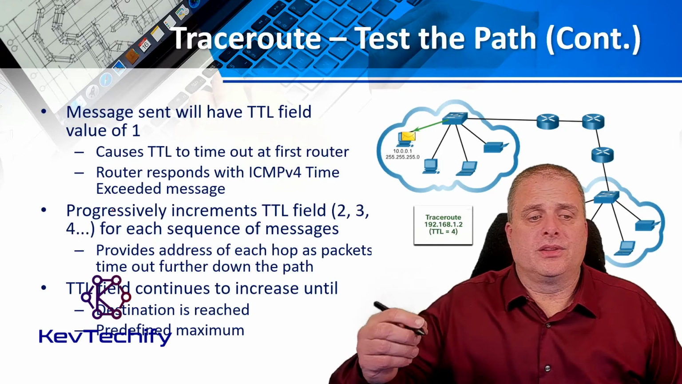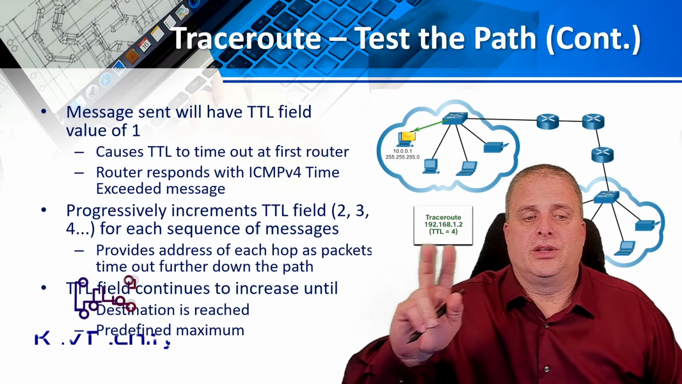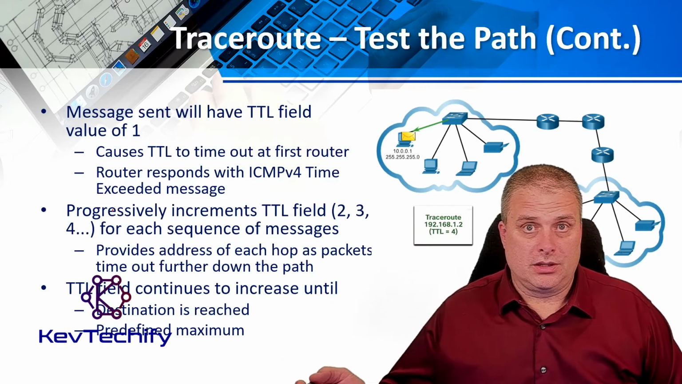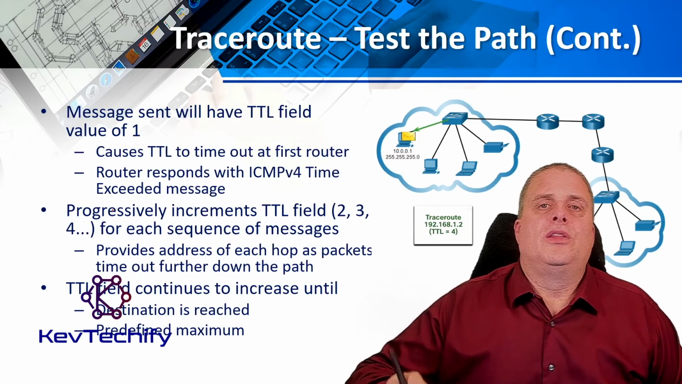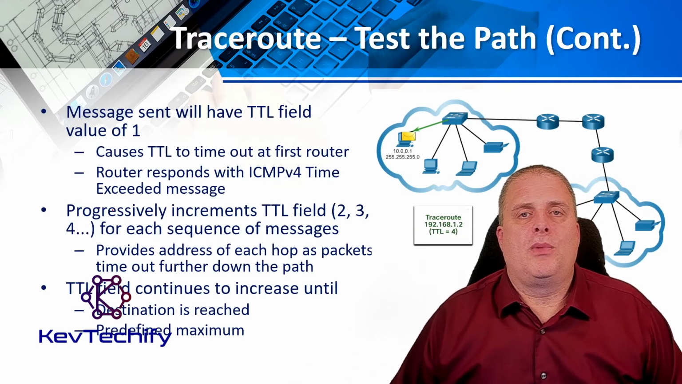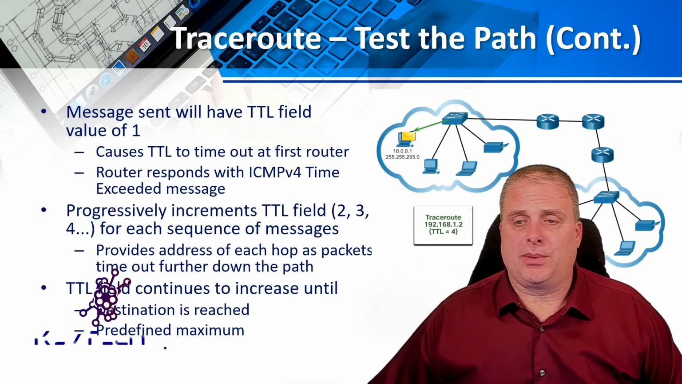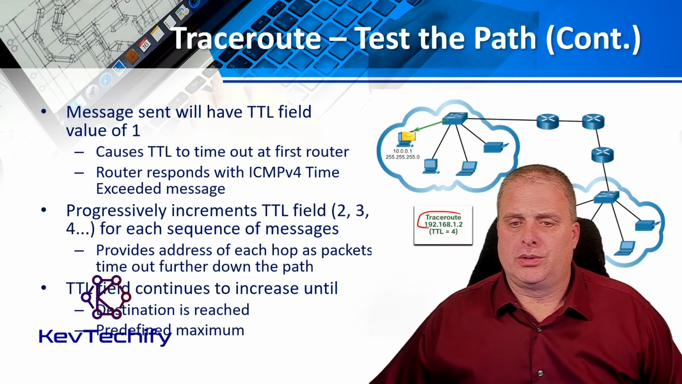The time to live field continues to increase until one of two things happens. Either the destination is reached, in which case the traceroute completes successfully, or there's a limit on how many hops it'll go through.